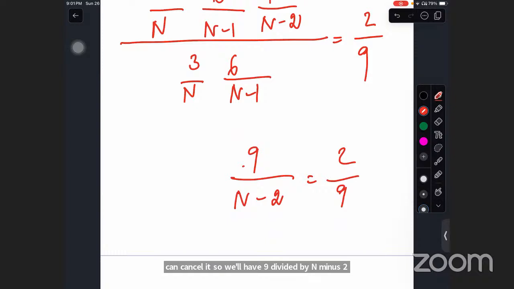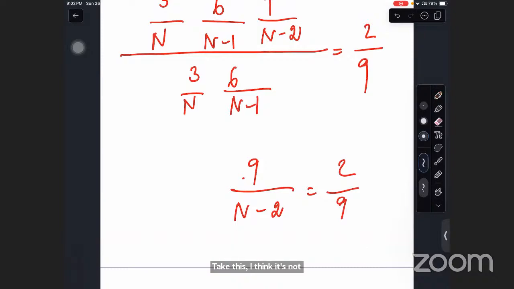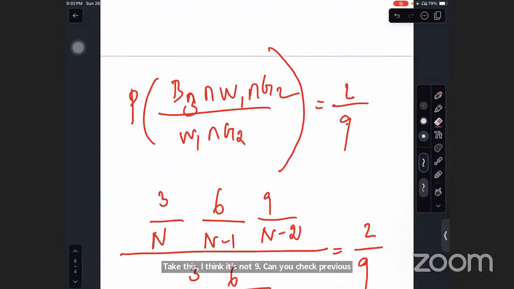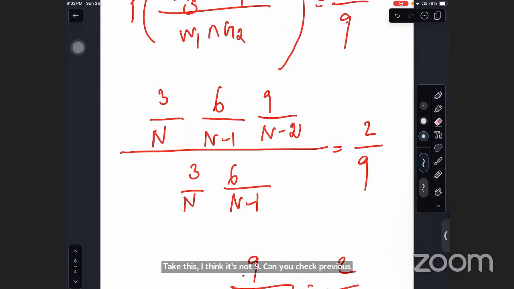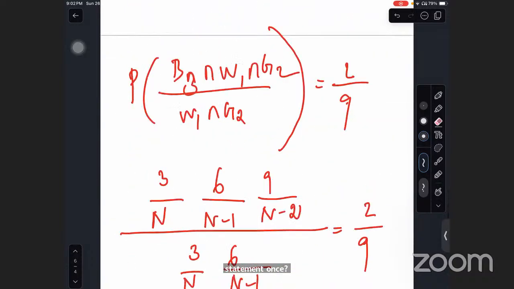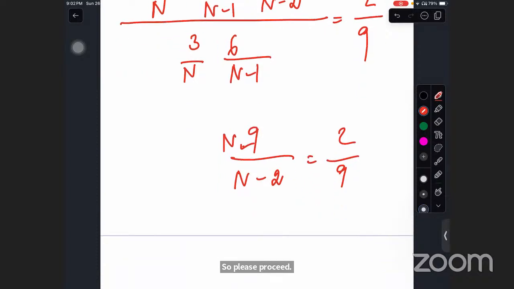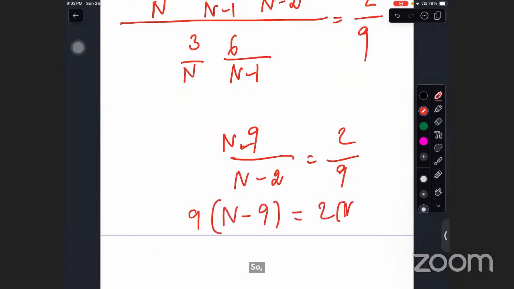Suppose if I take n is equal to... Jagdish ji, I think it's not 9. Can you check the previous statement once? It was n minus 9, I'm sorry. Yes, sir, please proceed. So it is n minus 9 here. So now we can go for simplification. So n minus 9 is equal to 2 into n minus 2.